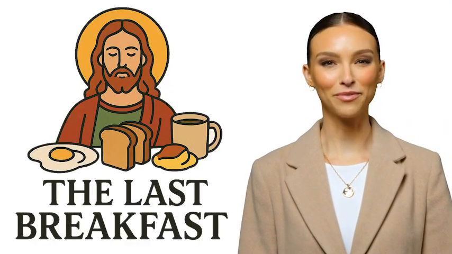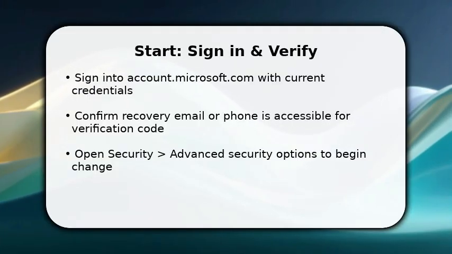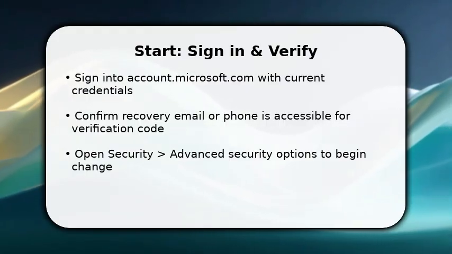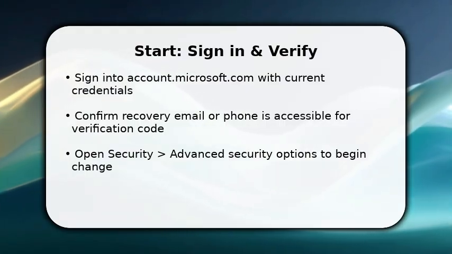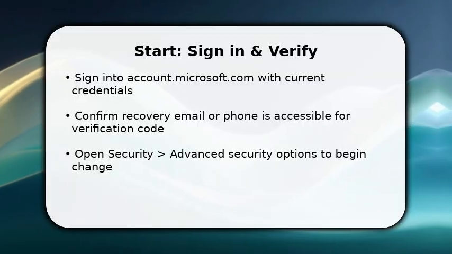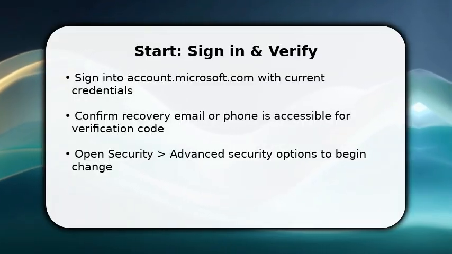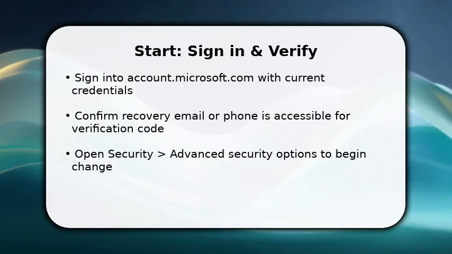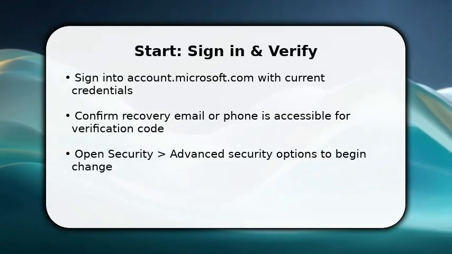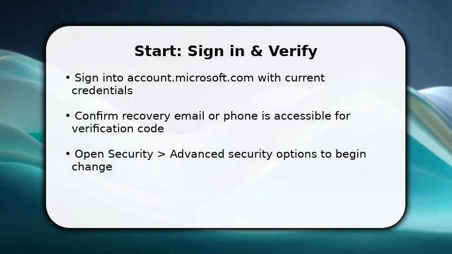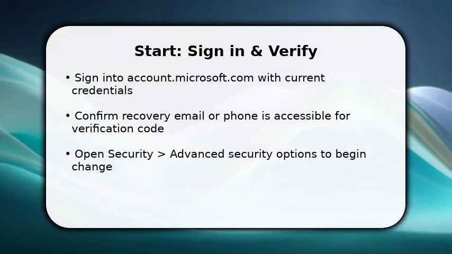You start by signing into your Microsoft account at Account.Microsoft.com. This proves ownership and prevents lockouts. Once signed in, make sure your recovery email or phone can receive codes because Microsoft will use them to verify identity. Now go to Security, then Advanced Security Options.